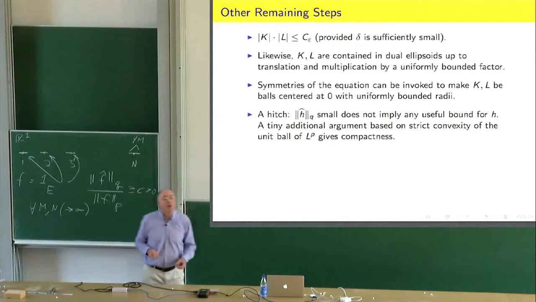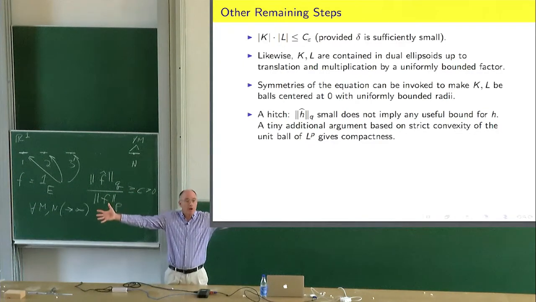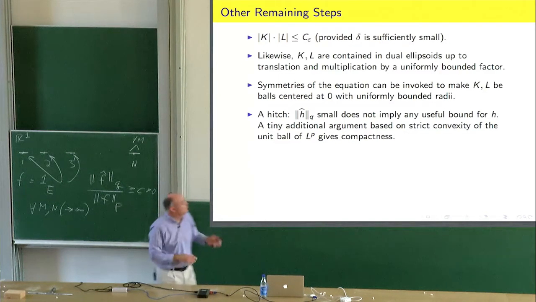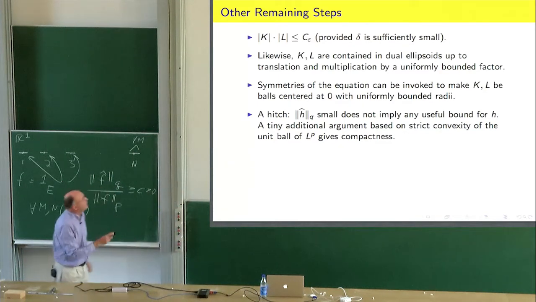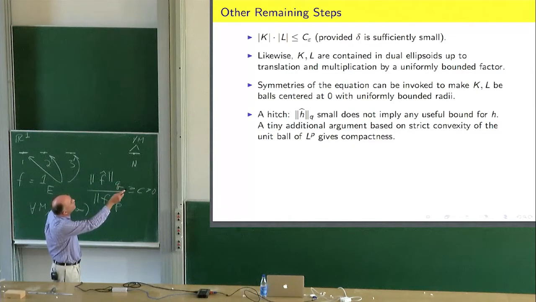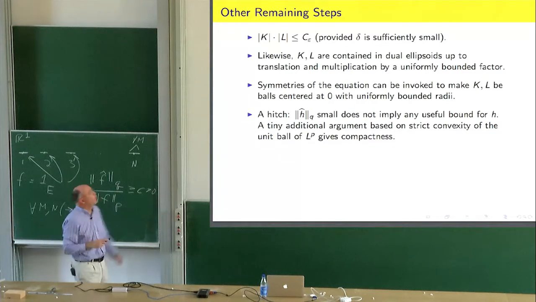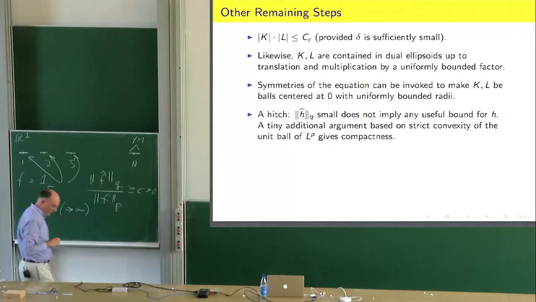Now, as I said, even if you have a Gaussian, you may need to take a very large ball if you want to control almost all of the LP norm. So these two balls can be rather large. The product of the measures is bounded above by something that depends on how much of the mass you want to capture. Okay.